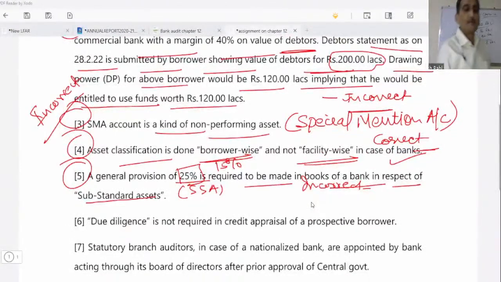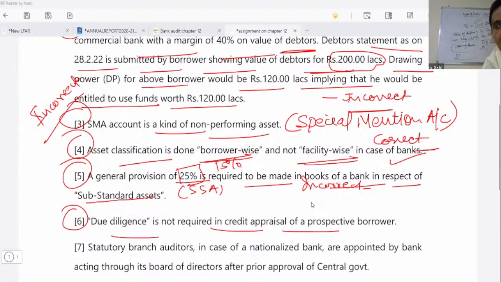Now, sixth question. Due diligence is not required in credit appraisal of a prospective borrower. Prospective borrower means a person who has come to the bank with a request to take a loan. So, whether due diligence is required in assessing the credit proposal or not. The statement says due diligence is not required in credit appraisal of a prospective borrower. Tell me whether this is correct or incorrect.